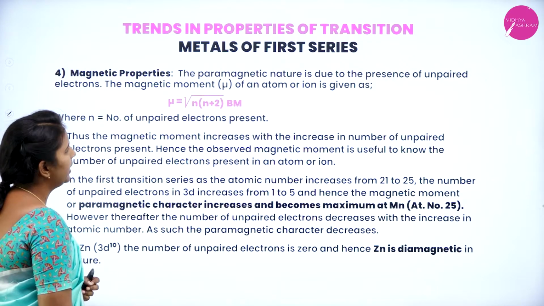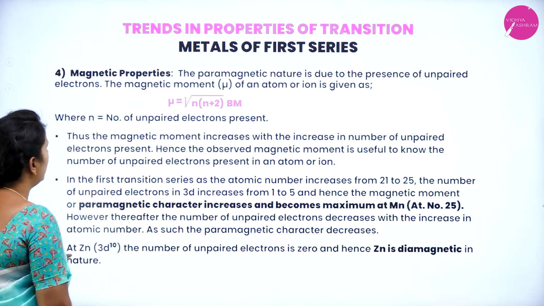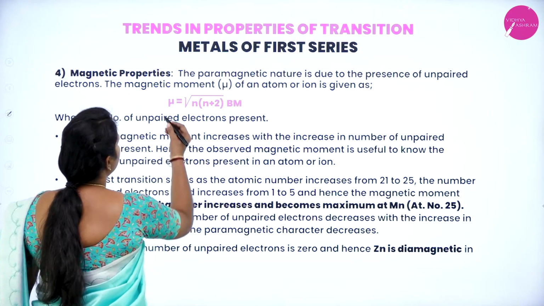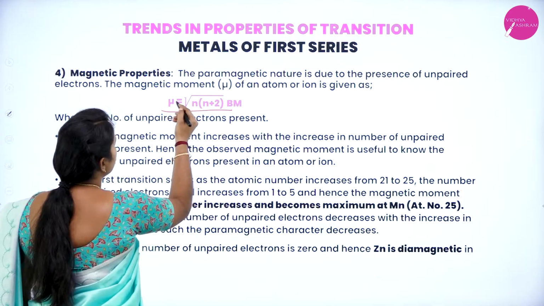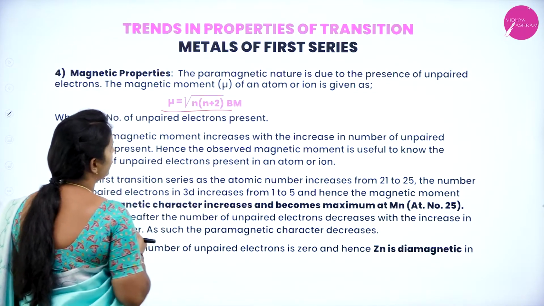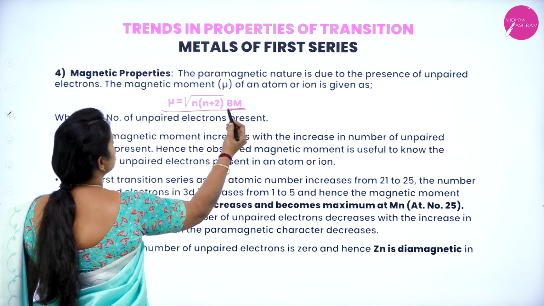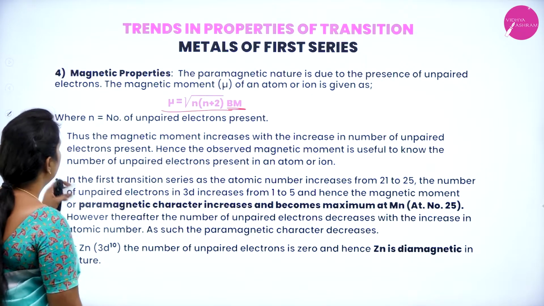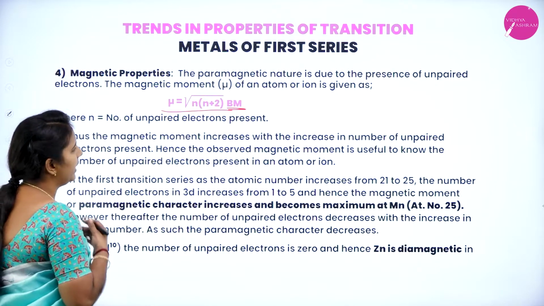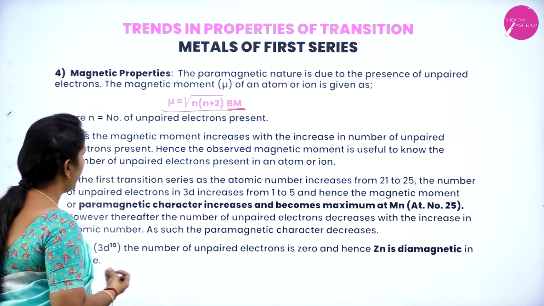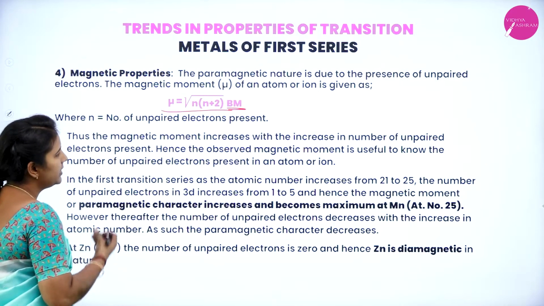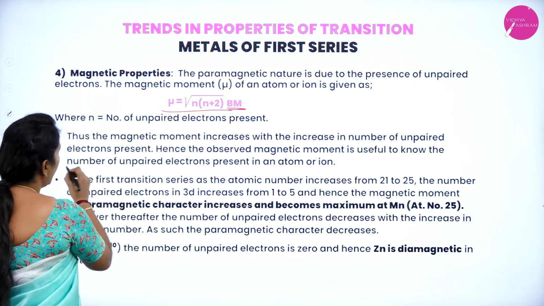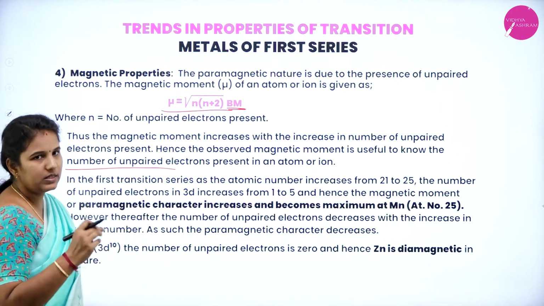The paramagnetic nature is due to the presence of unpaired electrons, and the magnetic property is calculated using this formula, that is magnetic moment mu, which is given by square root of n into n plus 2 Bohr magneton. This is a unit we use to represent the magnetic moment. Thus, the magnetic moment increases with an increase in the number of unpaired electrons present. Hence, the observed magnetic moment is useful to know the number of unpaired electrons present in an atom.